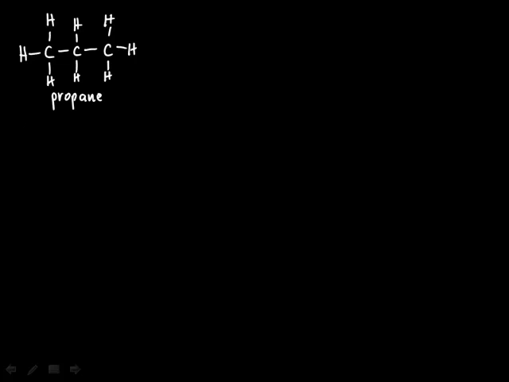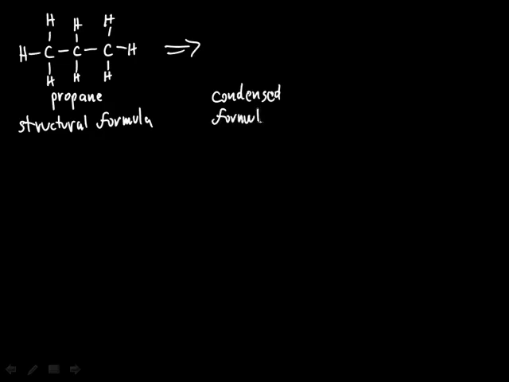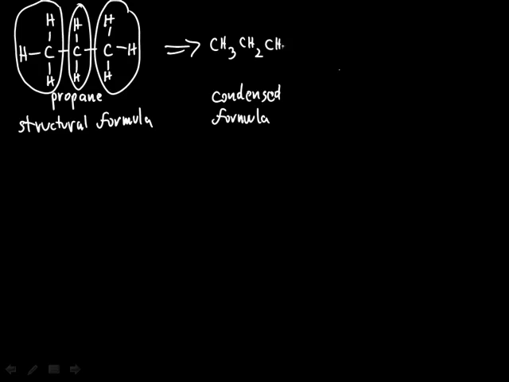And so this structural formula can be condensed into a so-called condensed formula by simply taking a given carbon atom with its hydrogens and just drawing it out. So this unit is 1 carbon and 3 hydrogens, and we can write this out as CH3. This is then followed by a CH2 group, and then another CH3 group, and this is our condensed formula. So this is much faster to write out.